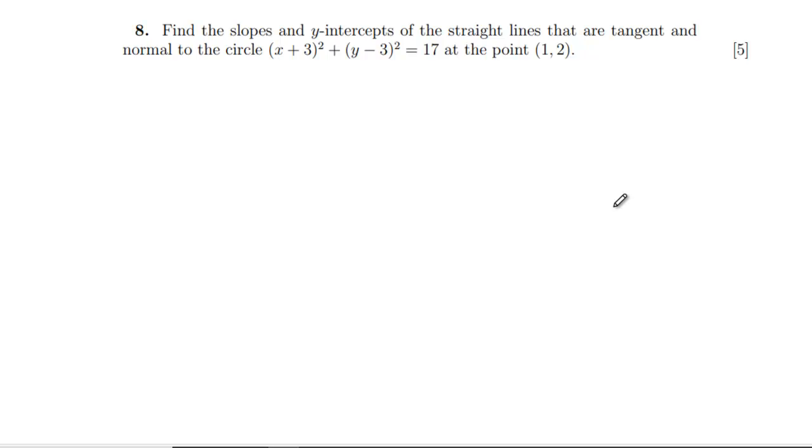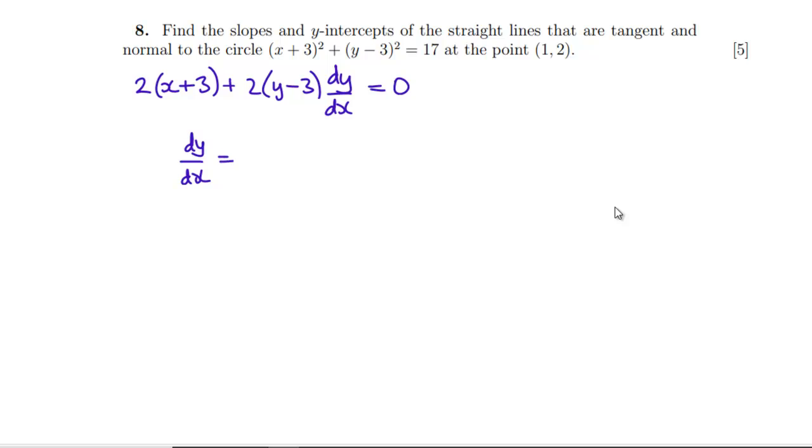Question 8: find the slopes and y-intercepts of the straight lines that are tangent and normal to the circle at that point. Okay, so we need to get the gradient, so we need to differentiate this. That is going to be 2 lots of x plus 3, plus 2 lots of y minus 3 dy/dx, because we've done implicit differentiation, equals 0. So that means dy/dx is going to be equal to, well, we can cancel the 2's, so that's going to help.